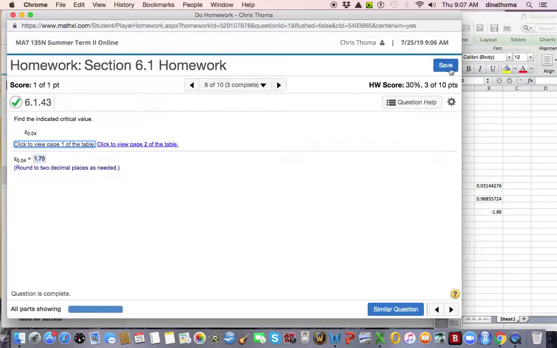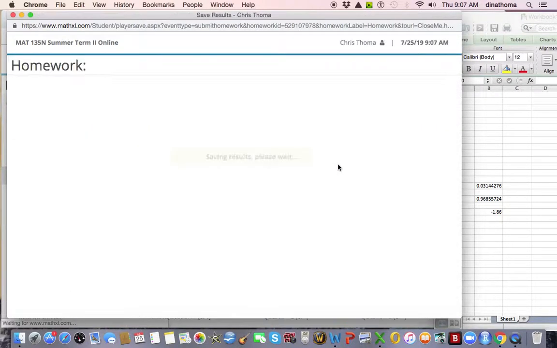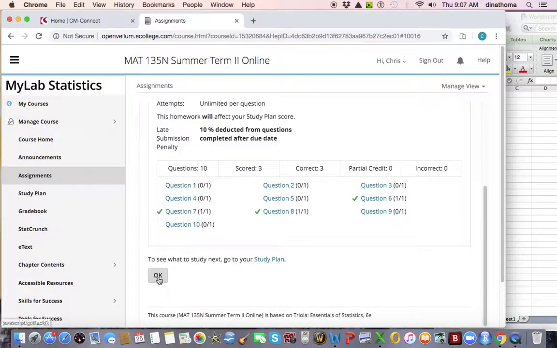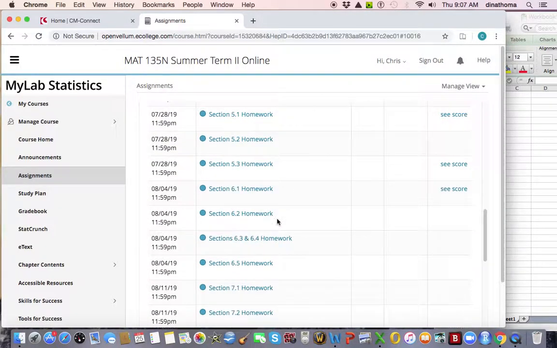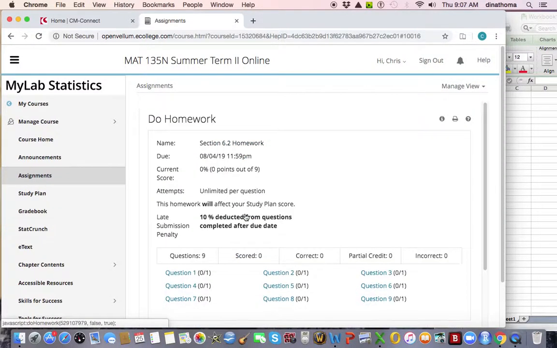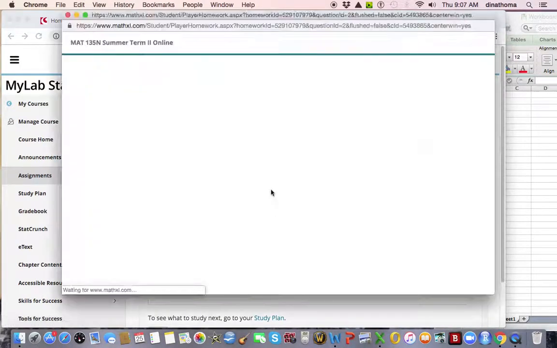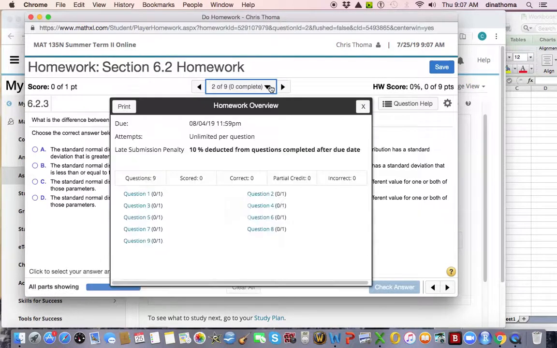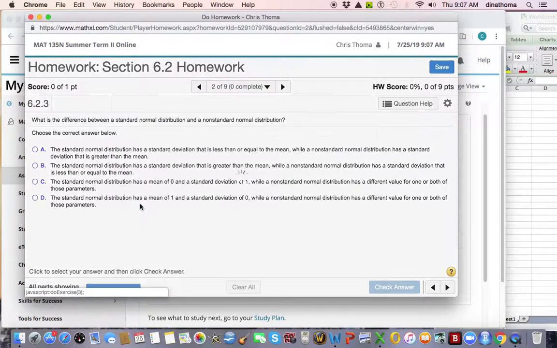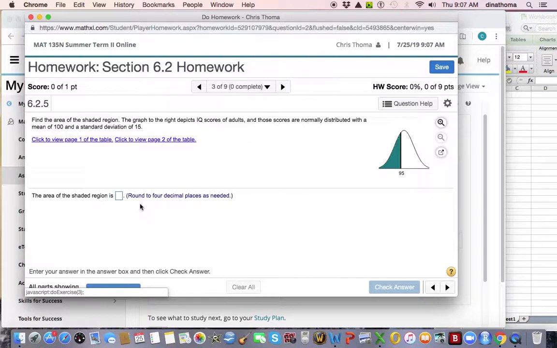So now save this. Go to the next homework of 6.2. Let me find a problem here to do in 6.2. Because in 6.1, they already calculated the z-score for you. In 6.2, you now have to calculate your z-score. All right, I'll let you guys work through the definition ones. There we go. So they drew a picture for us, and it has the tables.